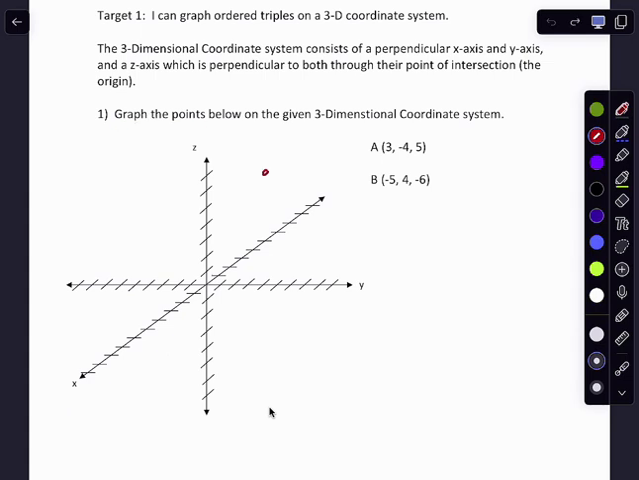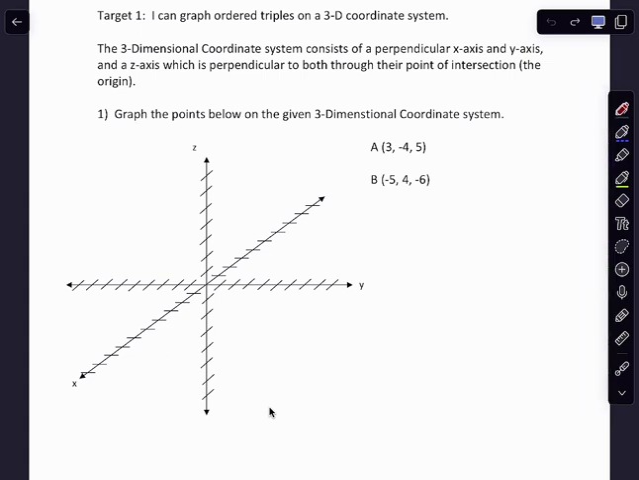You can't just plop a point down on this and expect anybody to have any idea where that is. Is that on the ZY plane? Is that in front of the ZY plane? Is it behind it? Is it coming out at us? Is it back? No one would know. So what we have to do is trace these, okay?